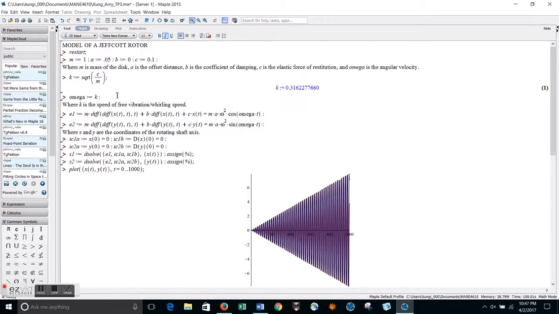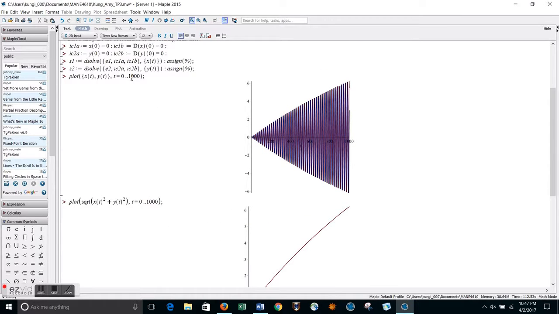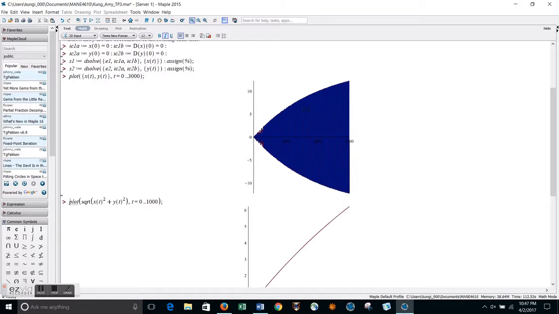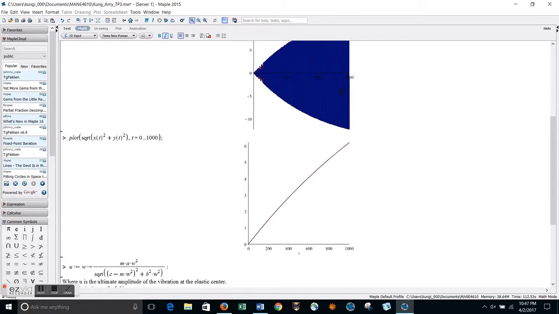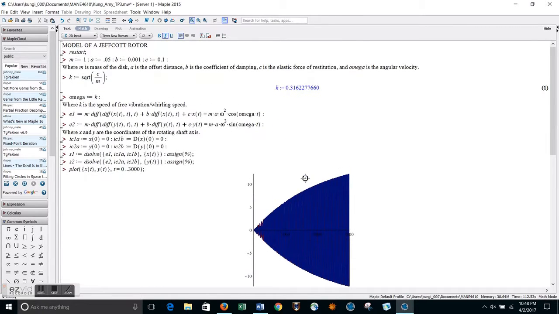Of course, that's because it's undamped. With a damping coefficient of, say, 0.001, if we run this again, and then, let's see, bring this out to about 3,000, then you can see that this doesn't become infinite, although it does become increasingly large. And you can see that here in this plot of u as well, that it only goes up to around 16, which is still huge. But that's the effect of having a damping coefficient in this model.